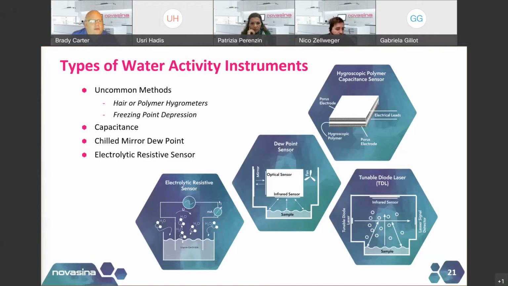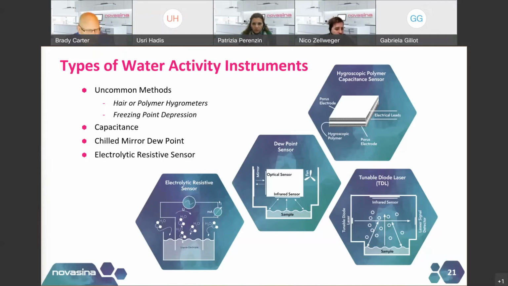So that said, the 3 main ways that water activity is measured is through a capacitance-based system, which uses basically a hygroscopic polymer. This sensor sits in the head space. It's essentially the same sensor that many people use to measure the relative humidity of a room. Because again, remember, what you're actually doing is measuring equilibrium relative humidity in the chamber, in the head space. We don't measure vapor pressure directly in the sample.